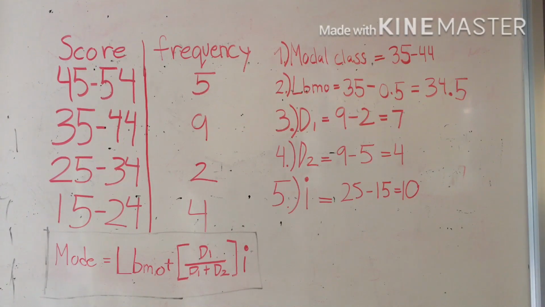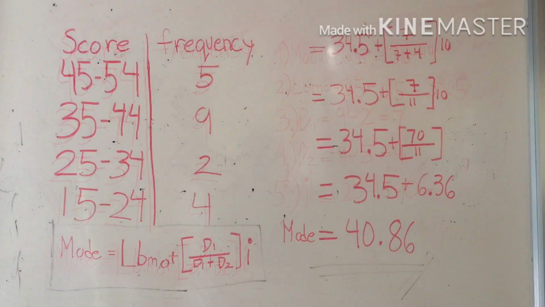And in finding the class width, or i, it is equal to the difference of the two consecutive lower limits, which is 25 minus 15. So your class width now is 10. Now we can use the formula for the mode. So after finding all the missing pieces for our formula, now we can substitute them into our formula.